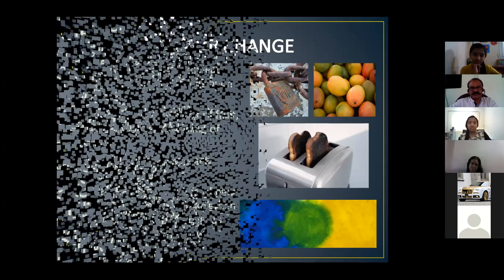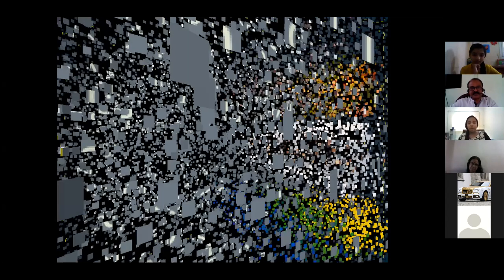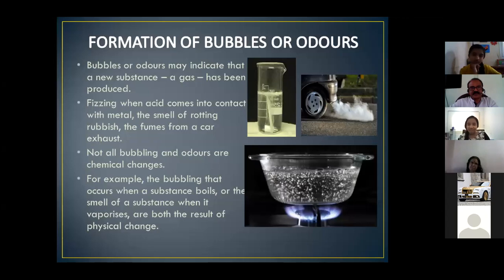Next is formation of bubbles or odors. Odors means smell, right? Bubbles or odors may indicate that a new substance has been produced. Fizzing when acid comes in contact with metal, the smell of rotting rubbish, the fumes from a car exhaust. But it doesn't mean that all bubbling and odors are chemical changes. This is the best example. For example, the bubbling that occurs when a substance boils or the smell of a substance when it vaporizes are both the result of physical change.